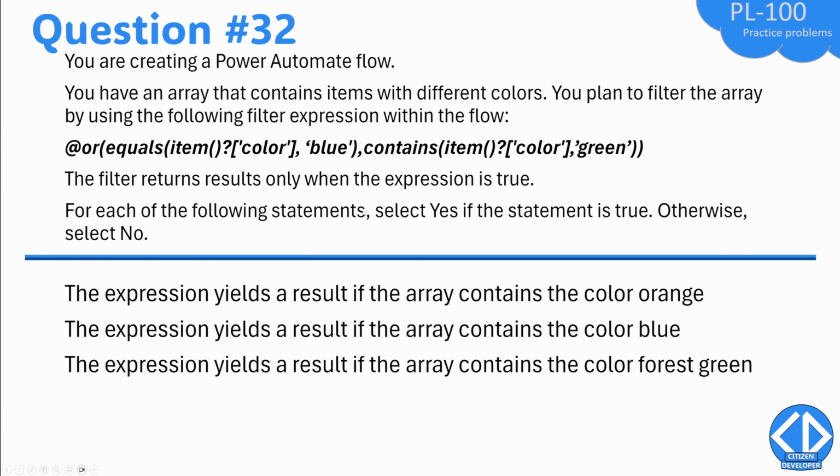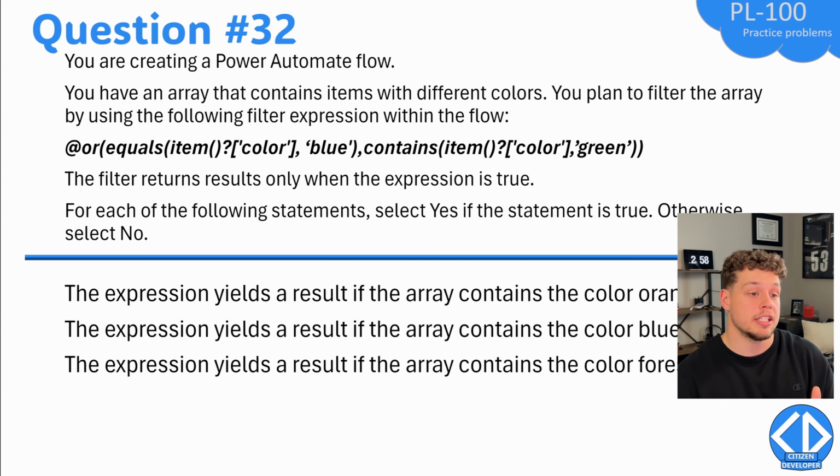So for each of the following statements, select yes if the statement is true, otherwise select no. So we're looking for a color that is either blue or contains green. The expression yields a result if the array contains the color orange. Nope, it is not going to be that. The expression yields a result if the array contains the color blue. Yep, that will be correct because it equals item color blue. The expression yields a result if the array contains the color forest green. This is correct as well. That color forest green contains green.